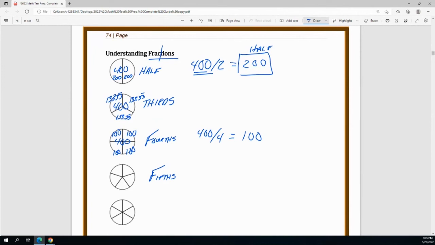That means to take something that's whole and break it into 5. Let's take that same $400 and let's break it into 5, or fifths. I'm going to use my fancy calculator right here. 400 divided by 5. That means each chunk is going to be worth $80.